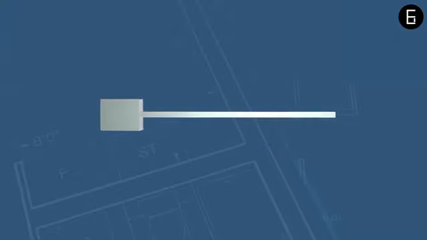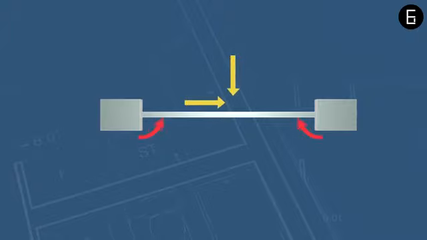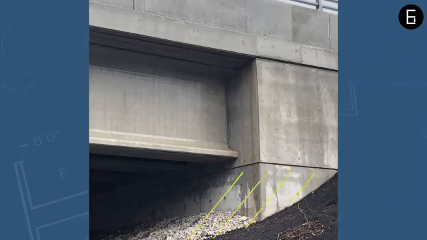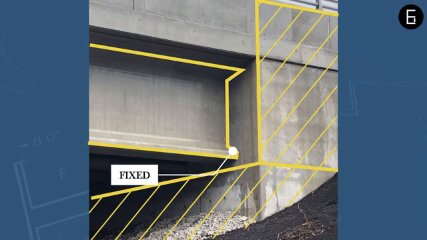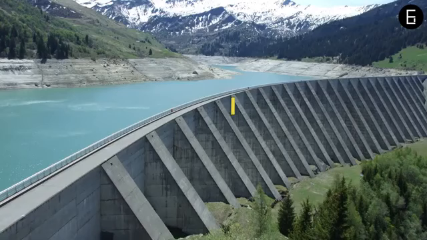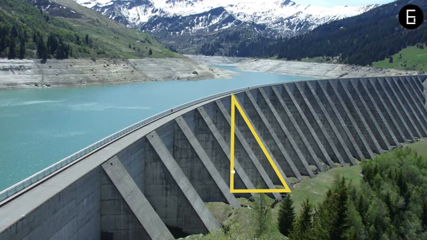A fixed support, which has three unknowns, is restrained in both horizontal and vertical directions and for rotation about its axis. Hence, together with the moment, vertical and horizontal reactions would develop at the joint. The girder in this integral abutment bridge is fixed at the abutment and cannot translate in any direction or rotate about the axis. Similarly, the counterforts in this dam are fixed so that they can retain the water safely.